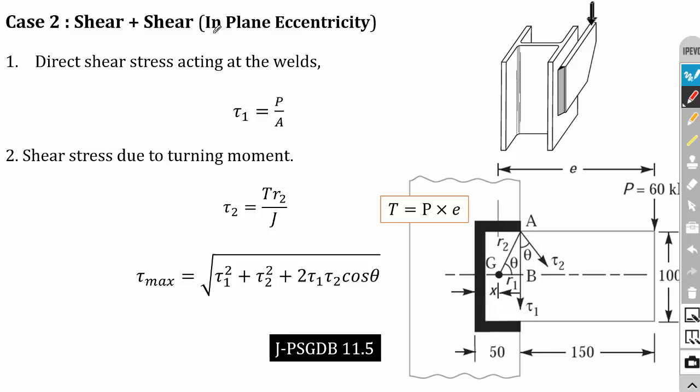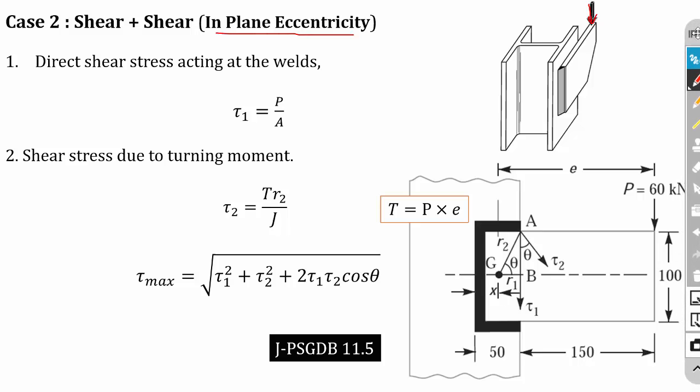Then this is case 2. In plane eccentricity, the load is acting on the same plane of the weld. Okay, so you can see that it is on the same plane. Okay, fine. So first consider the primary stress, that is without considering the eccentricity. So here the welding is carried out here and the load is acting with some eccentricity. So this is E. So this is actually the right side view of this welded region. So E is the eccentricity. So if we are focusing on the primary stress, just neglect the eccentricity. Imagine that the load is directly acting here.